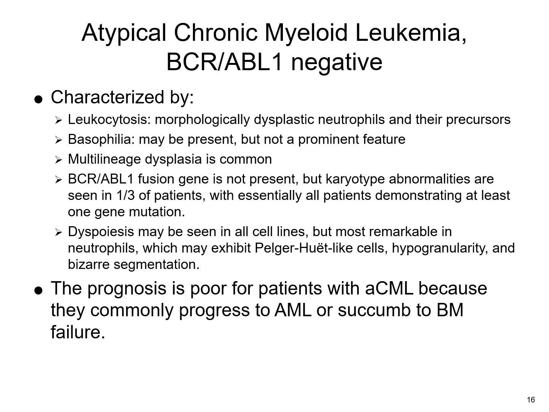Dyspoiesis may be seen in all of the cell lines, but the most notable is going to be the neutrophils, and these neutrophils can exhibit Pelger-Huët-like cells. They can be hypergranular, or they can have these oddly shaped segments. The prognosis for patients with atypical chronic myeloid leukemia is very poor, because it typically progresses to an acute myeloid leukemia, and the patients eventually succumb to bone marrow failure, no longer producing those normal cells.